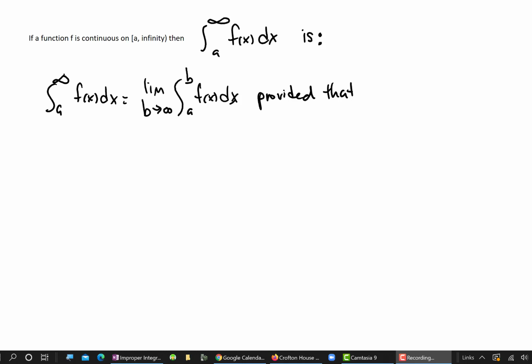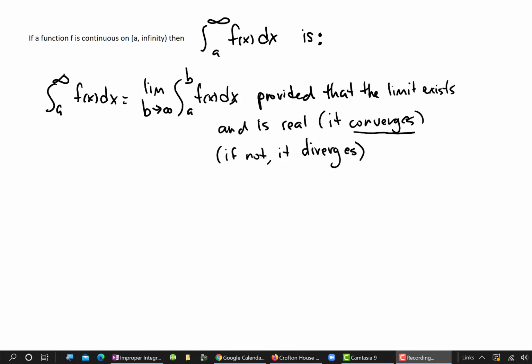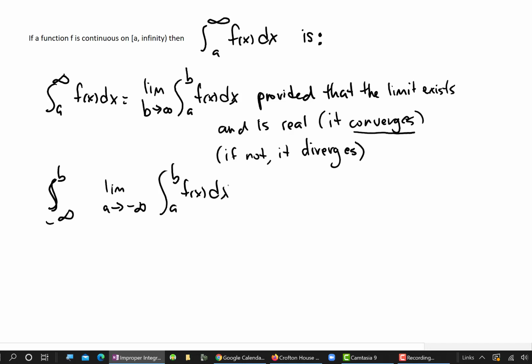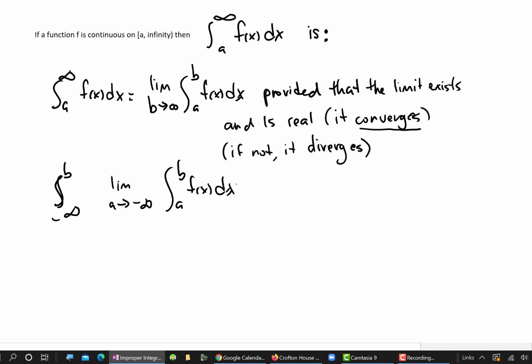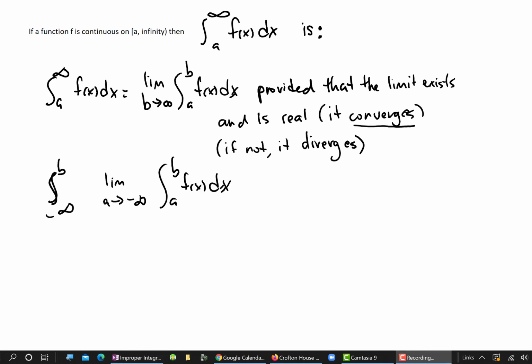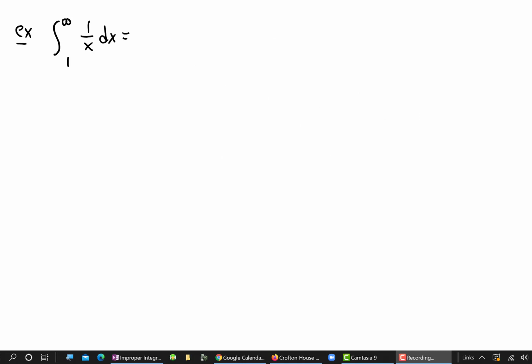Otherwise, it is divergent. And similar to this, if we had an integral from negative infinity to b, and you took the limit as a went towards negative infinity of the integral from a to b of f of x dx, you could find out whether or not this converges or diverges as well. So let's try a few examples. In this case, we have the integral from 1 to infinity of 1 over x dx.